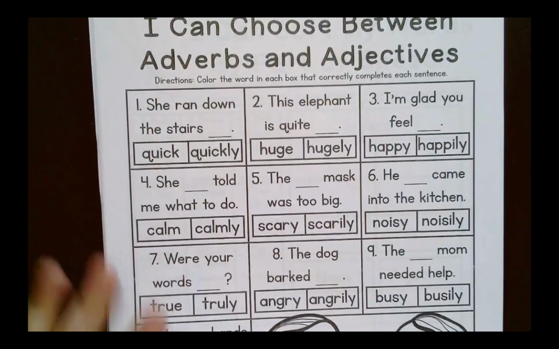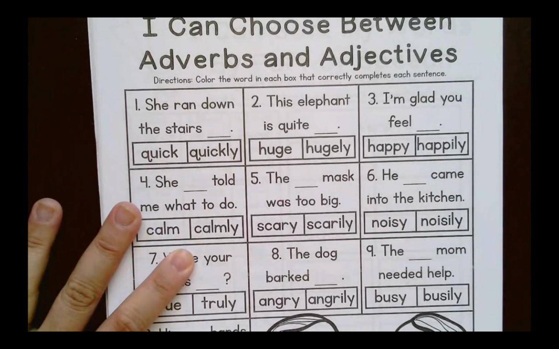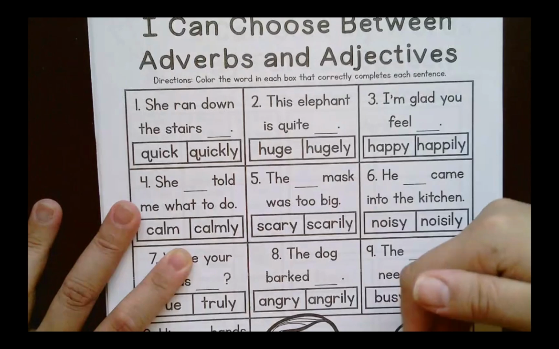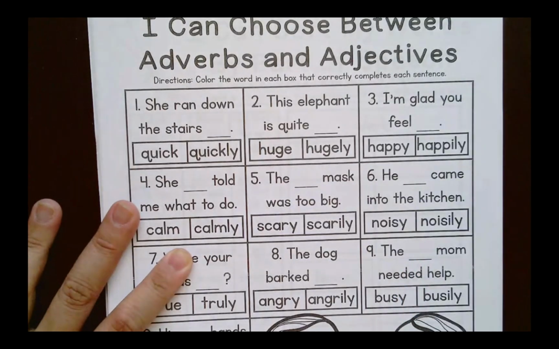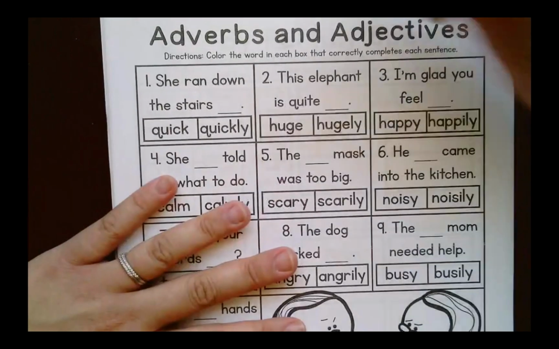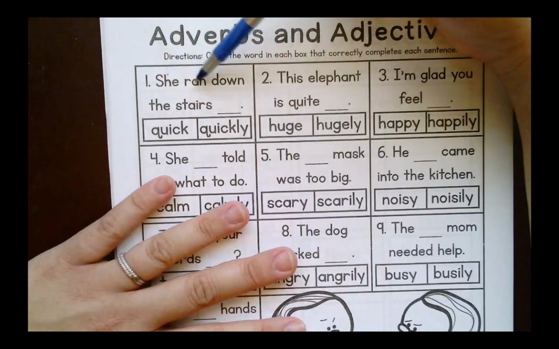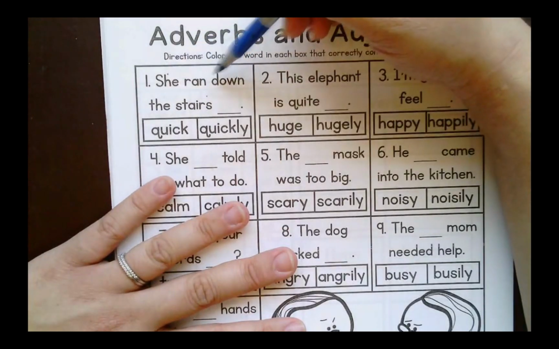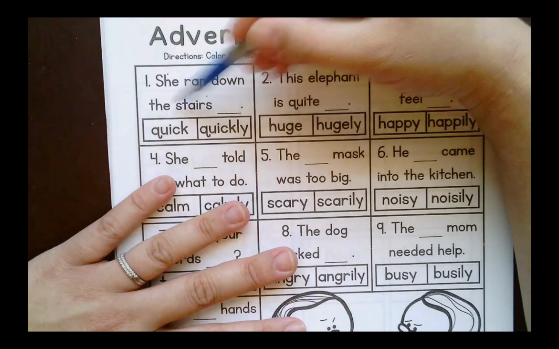Now, here's the challenging part. That's not really a part of the directions. You need to understand the steps you need to know in order to be able to complete the entire activity. So the first thing that you need to do is read the sentence. So, she ran down the stairs. So we know that there's a girl and she ran. She's going down and then the stairs.